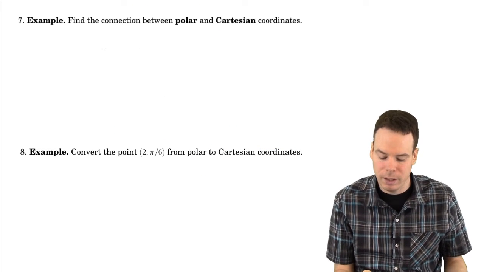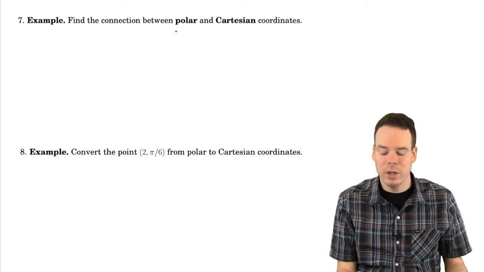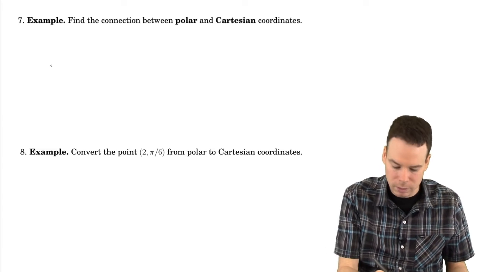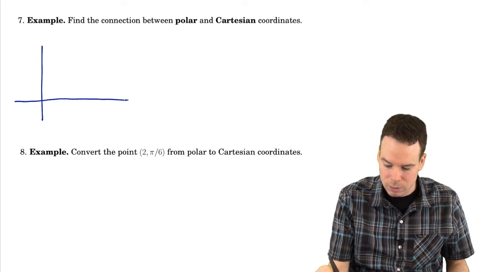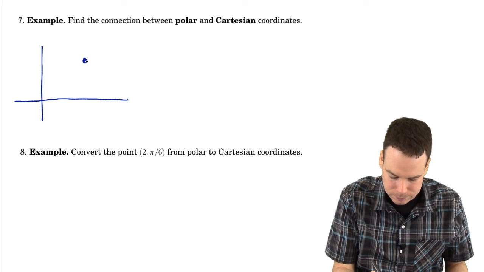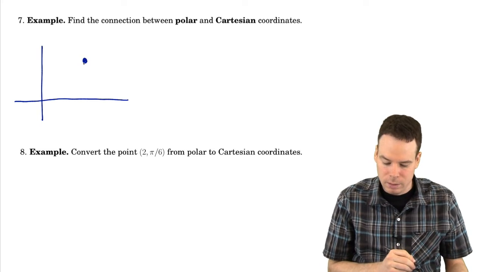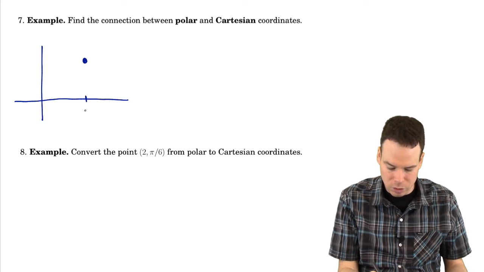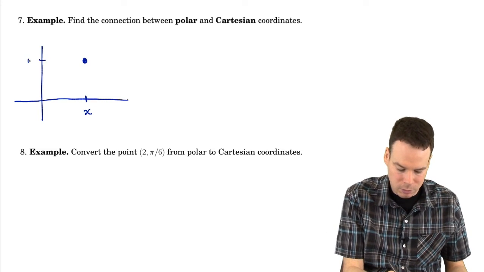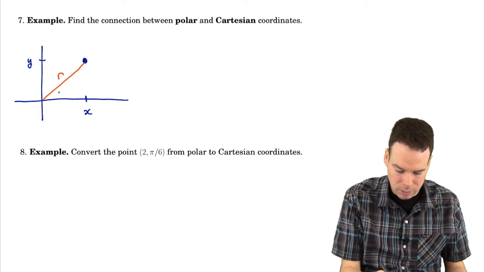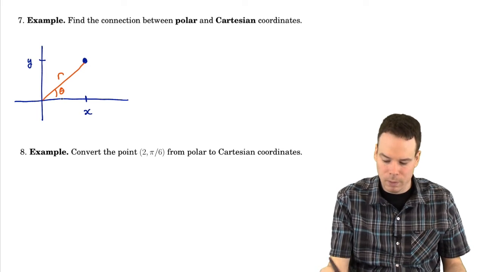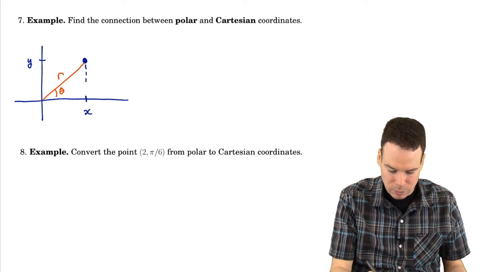And now let's look at how we can go between polar coordinates and Cartesian coordinates. So let's see if we can convert from one to the other. So here we've got a point. And there's a couple of ways to describe it. We can use its Cartesian coordinates, so its x, y values, or we could use its polar coordinates, its r and theta values. What's the connection between these?